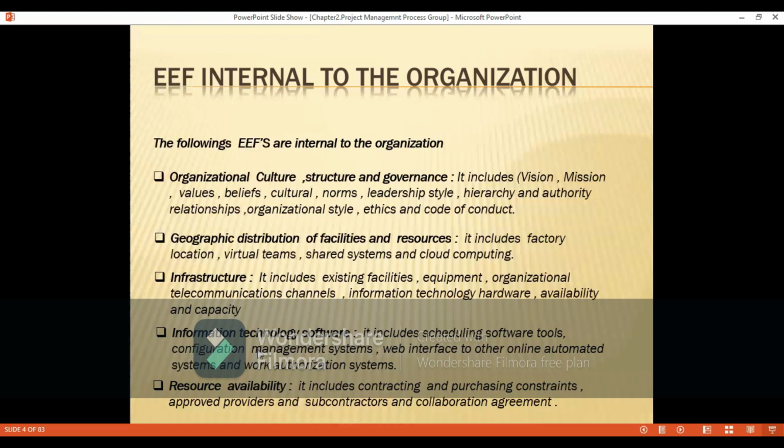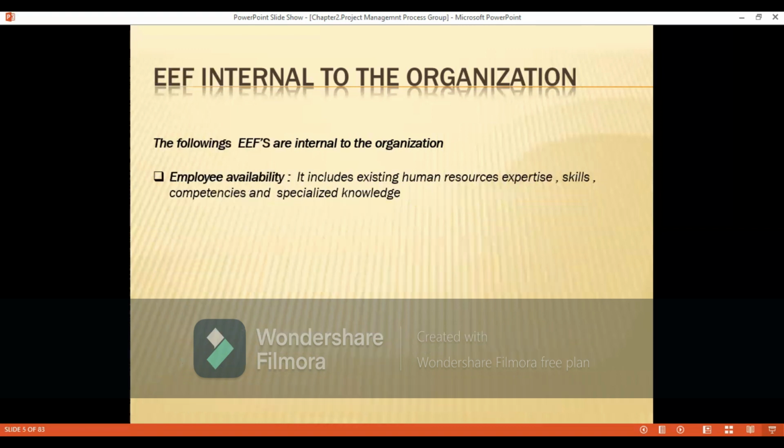Information technology software: does my company provide tools that help project management with scheduling, such as MS Project, Primavera, Slack, and Jira? Then resource availability. Resources here are not only human resources. Do we have the equipment? Do I have the furniture that will be applicable? And then do I have the human resources who are going to be working on the project, whether an analyst, designer, architect, engineer, or programmer, even software, across all that industry.